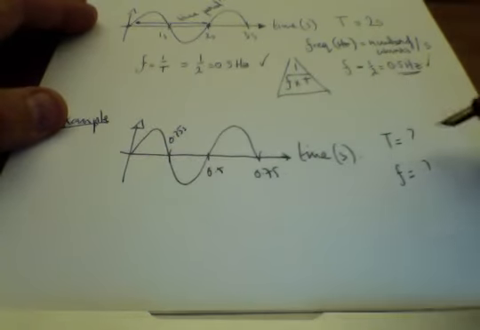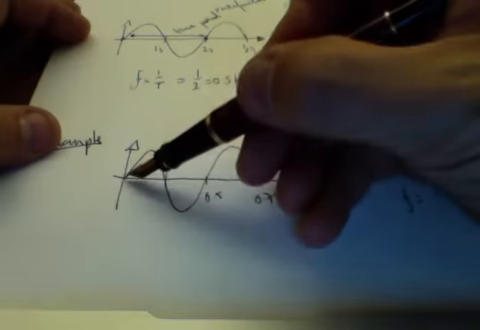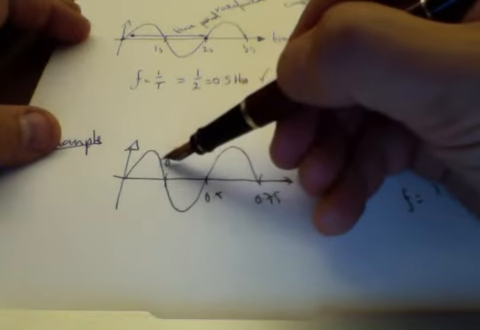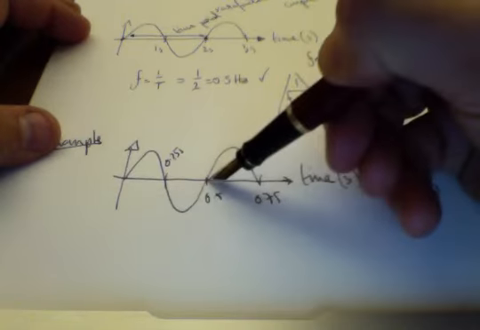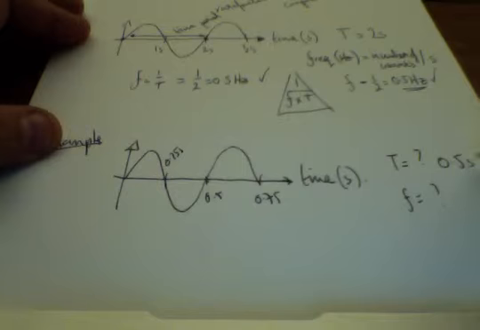Okay, so the time period, well, that's quite straightforward because it's the time it takes for one wavelength to occur. You need to be sure you can identify that as a wavelength, one cycle of a wave there. So we've got 0.5 seconds.